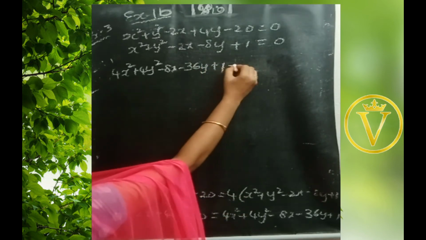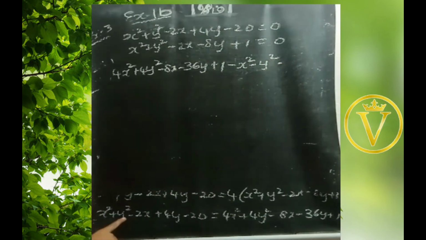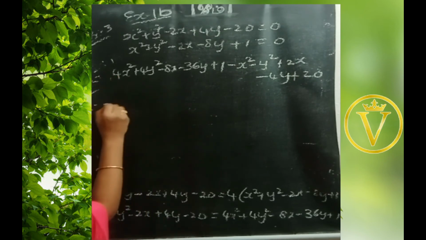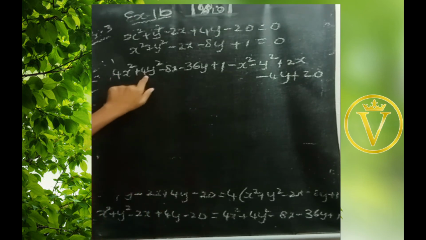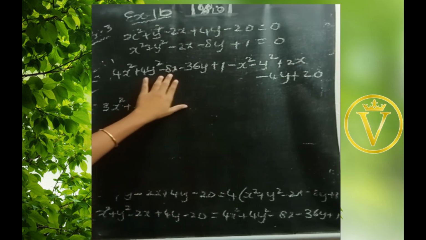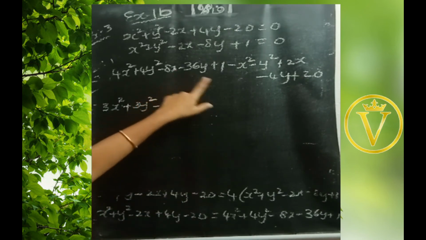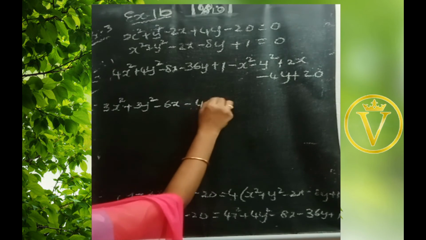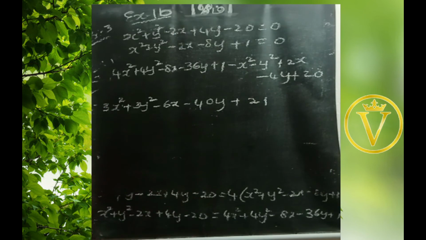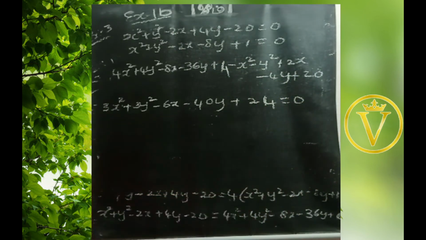If it goes to that side, it means minus x square minus y square. So 4x square minus x square is 3x square. 4y square minus y square is 3y square. Minus 8x plus 2x is minus 6x. Minus 36y minus 4y is minus 40y. 1 plus 20, so 21. You get 4 here, so 24 equals 0.